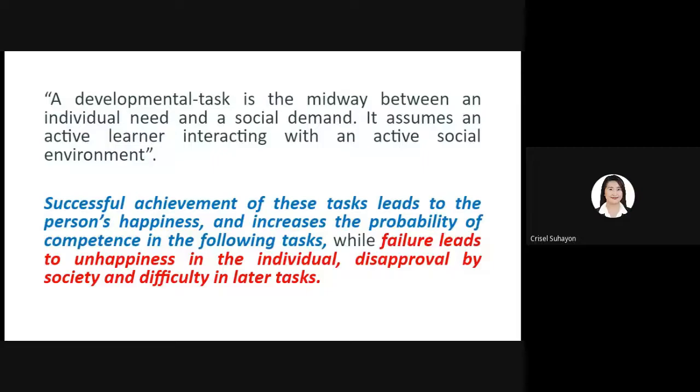Example, this one: successful achievement of these tasks lead to the person's happiness and increases the probability of competence in the following tasks. While if you fail to perform the developmental task expected sa imong age, this failure may lead to unhappiness and disapproval by society and difficulty in later tasks.